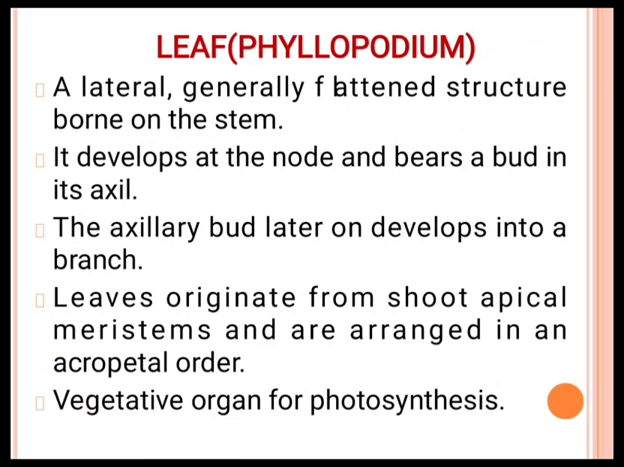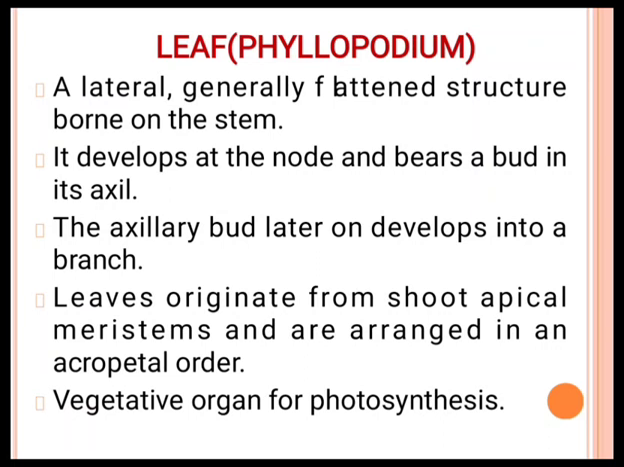A leaf, also known as phyllopodium, is a lateral, generally flattened structure borne on the stem. It develops at the node and bears a bud in its axil. The axillary bud later on develops into the branch. Leaf originates from the shoot apical meristem and is arranged in an acropetal order. It is a vegetative organ for photosynthesis.